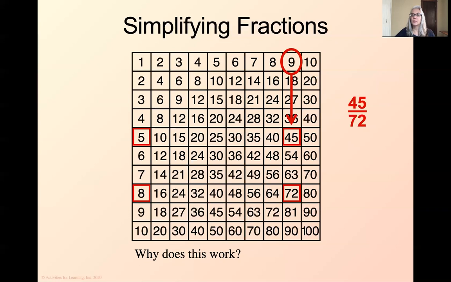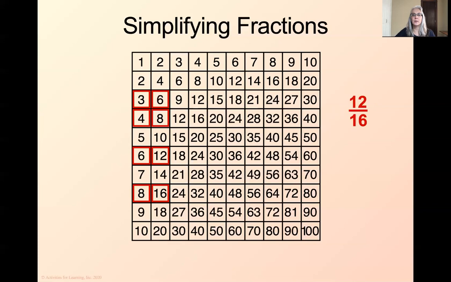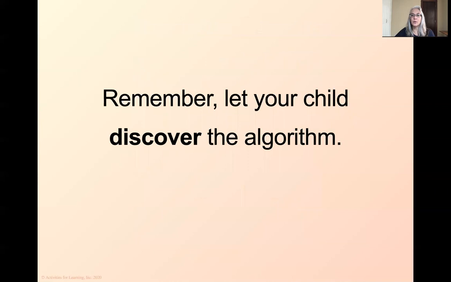All right, let's do this here. Let's do 12 sixteenths. Let's say I found it on the chart right here in the twos column. 12 sixteenths is 6 eighths. But look at here, 6 eighths again. So I can jump around, I can jump to my pieces to get it simplified. Now I could have found my 12 sixteenths here. I didn't. Still worked out. Remember, let your child discover the algorithm, so that you're not telling them, you're guiding them to the discovery.